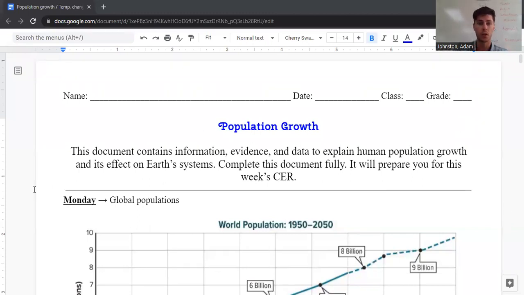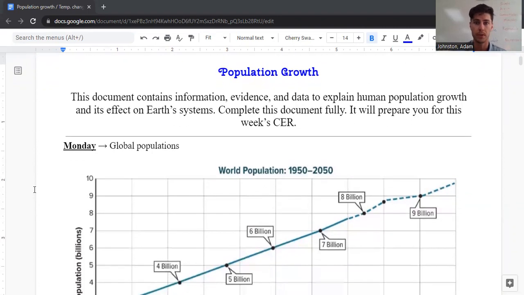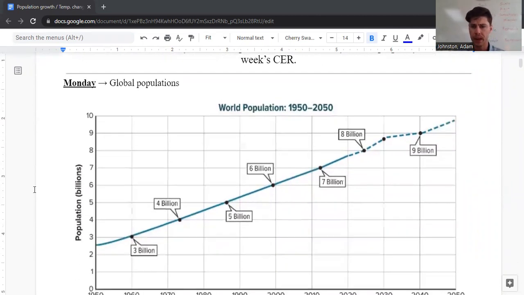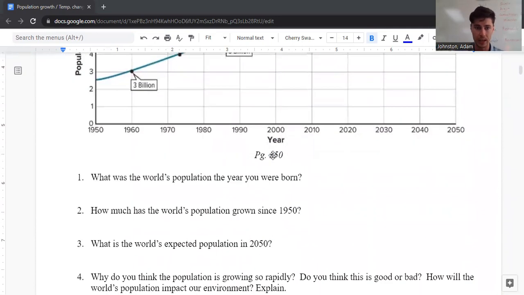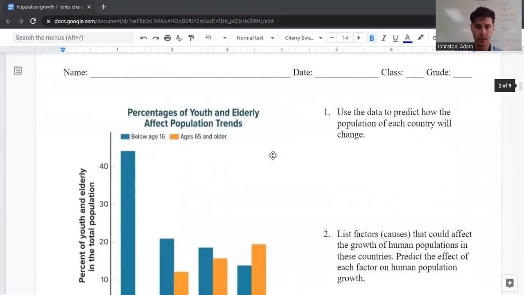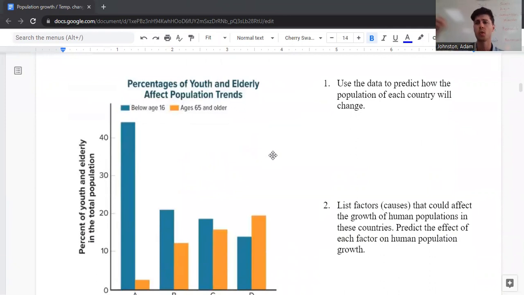So the short version, you've already seen this in the first video. This document this week explains human population growth and its connection to Earth's systems and the use of natural resources. So at the beginning, we look at increases in global population. We have this simple graph showing that global population is increasing. You answered some questions about it. And then we get a little more complicated with the next graphs.